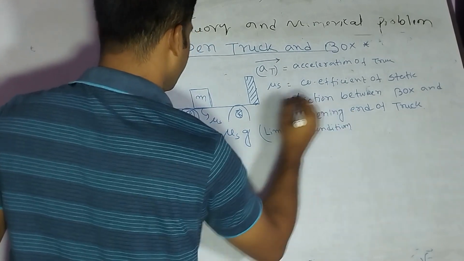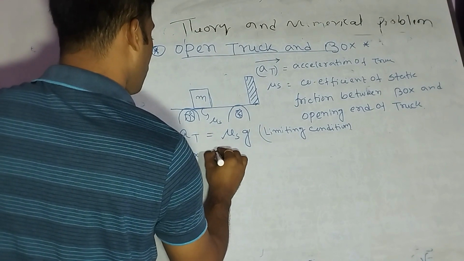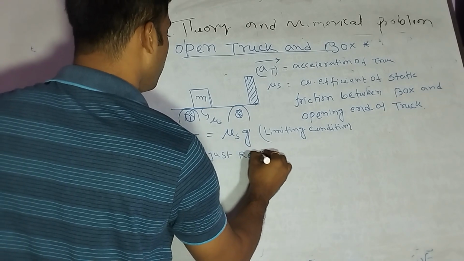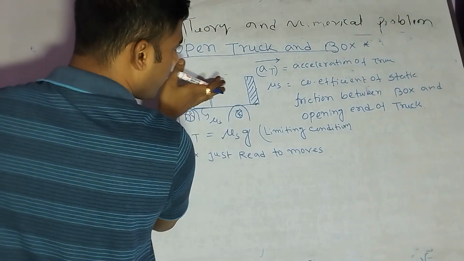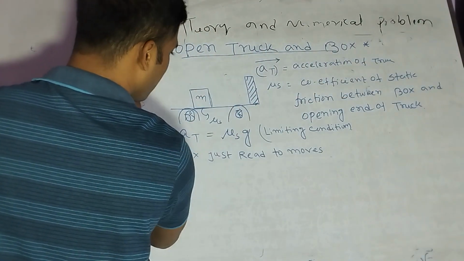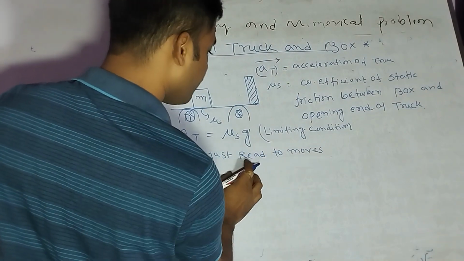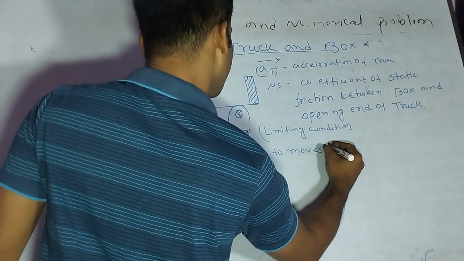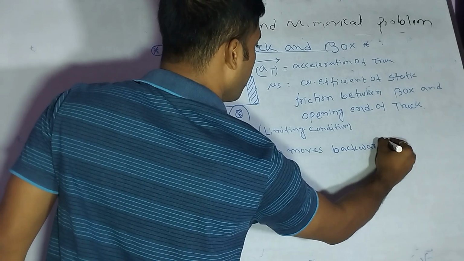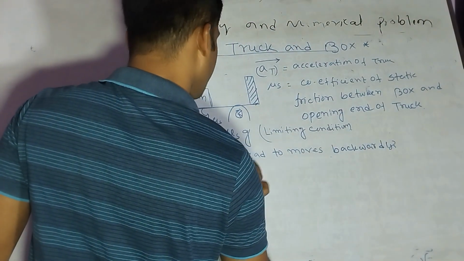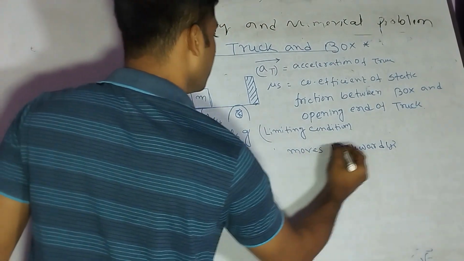What is meant by limiting condition? The box is just ready to move. If the truck is going forwardly, then the box will move backwardly. The box just moves backwardly. This is the limiting condition.